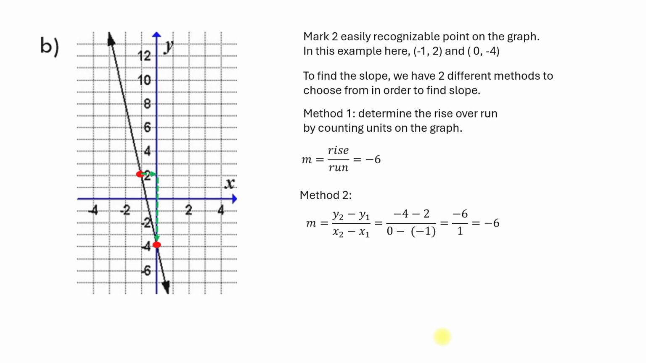Our second method, again, is using the formula y2 minus y1 over x2 minus x1. We simply plug in the values, -4 minus 2 over 0 minus -1 gives us again the same answer, the slope of -6. To find the y-intercept, we simply look at the point where the graph crosses the y-axis, and we can see that that is -4. We have enough information now to write our equation. y equals -6x minus 4.